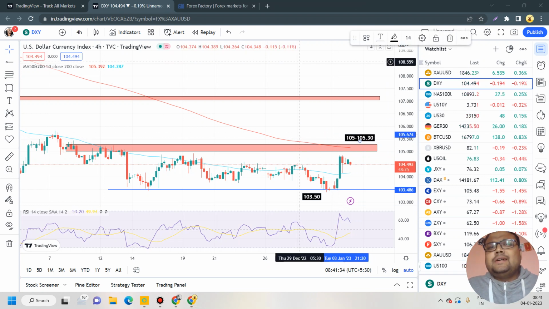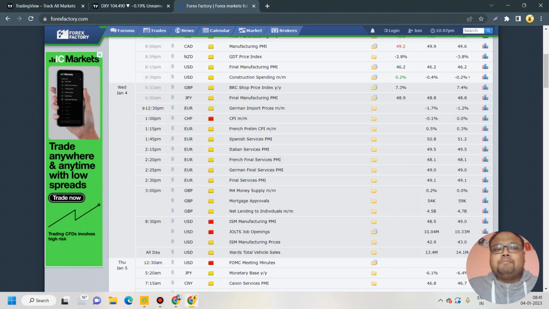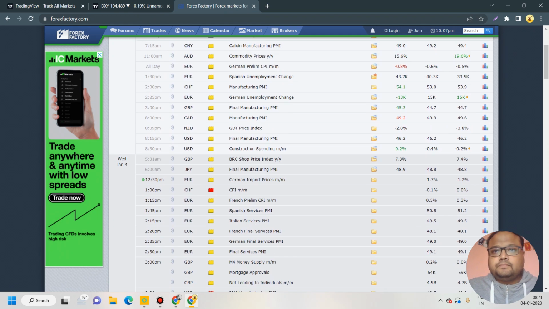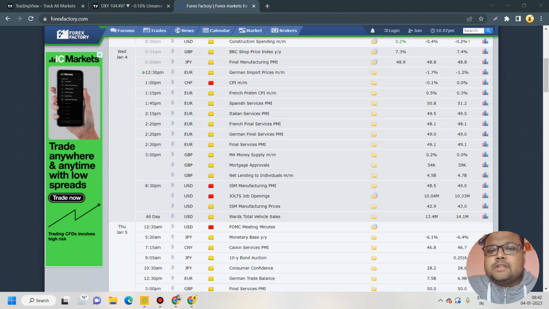As we know very well, we need fundamental factors to drive the market. We need fundamental factors to change the direction of the market, and that is coming up today. You can see we have ISM manufacturing PMI, then job openings, and most importantly the FOMC meeting. So this will be a big event for 2023, and probably after a long time we will get to see some sharp moves on the chart of the DXY.